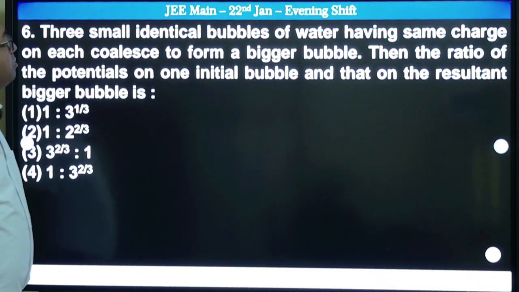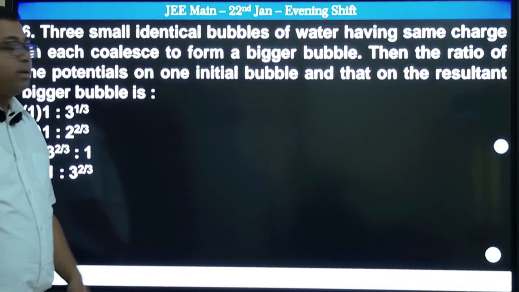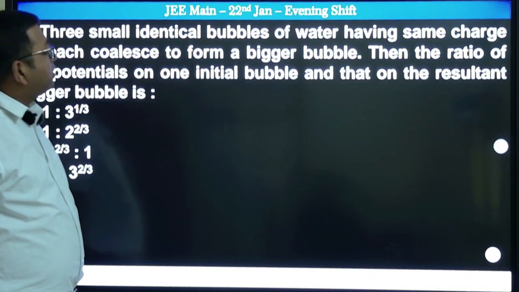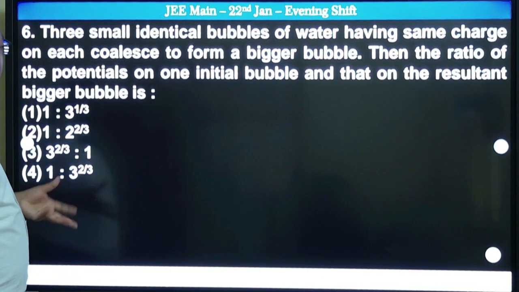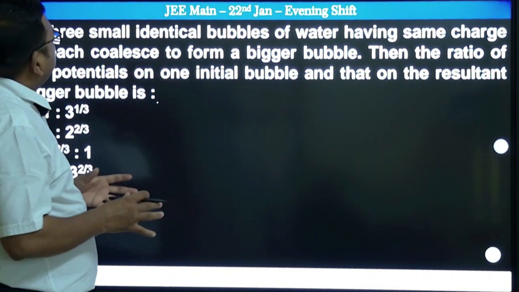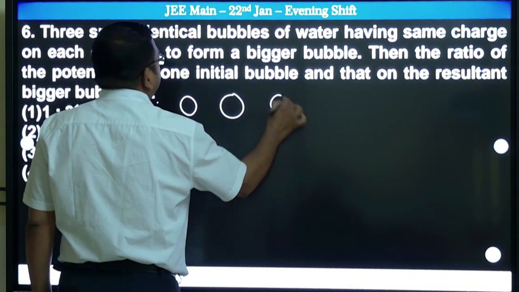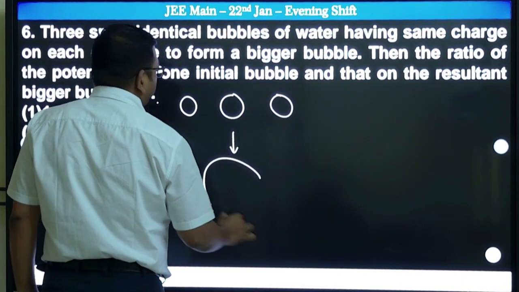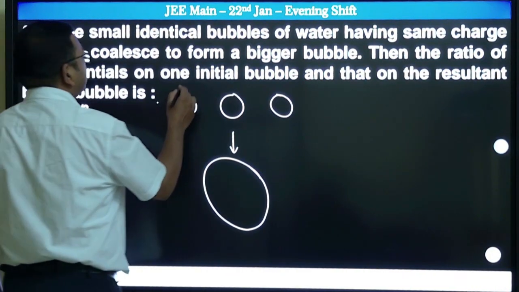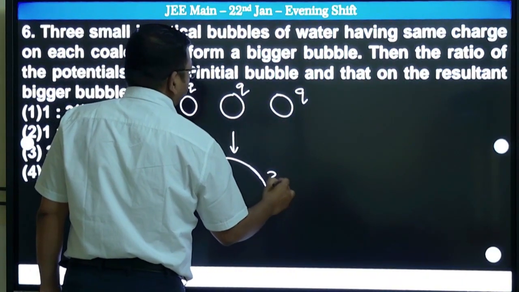Three small identical bubbles of water having the same charge on each collide to form a bigger bubble. Then the ratio of the potentials on one initial bubble and that on the resultant bigger bubble is. Let us see quickly what the question says. There are three small identical bubbles, one, two, three, and they are colliding to become a bigger bubble, correct? Having the same charge on each, so the charge is Q, Q, Q. If they collide, the total charge will become 3Q.